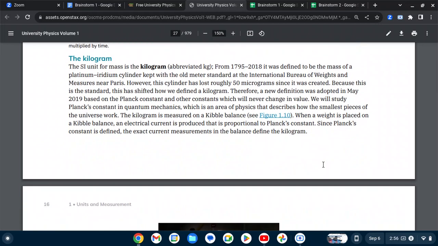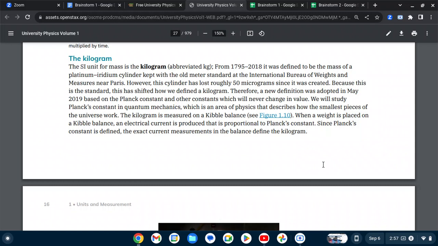All right, a kilogram. The SI unit for mass is the kilogram. From 1795 to 2018, it was defined to be the mass of a platinum iridium cylinder kept with the old meter standard at the International Bureau of Weights and Measures near Paris. However, this cylinder has lost roughly 50 micrograms since it was created. Because this is the standard, this has shifted how we define a kilogram.